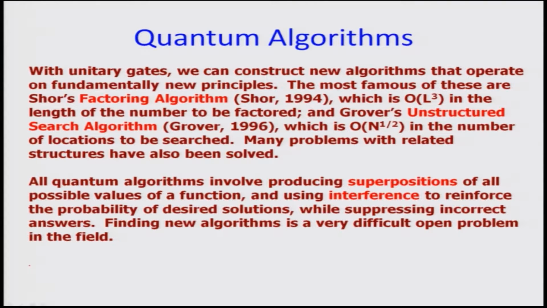In terms of quantum algorithms, it has been an integral part of the implementation that we have been discussing, and in most of these cases with unitary gates, we have shown the construction of new algorithms that can operate on fundamentally new principles. Generally speaking, the most famous of the ones that we have often used in terms of implementation has been Shor's algorithm and Grover's unstructured search algorithm, both of which have been featured as the most important algorithms to be implemented in terms of quantum computing.